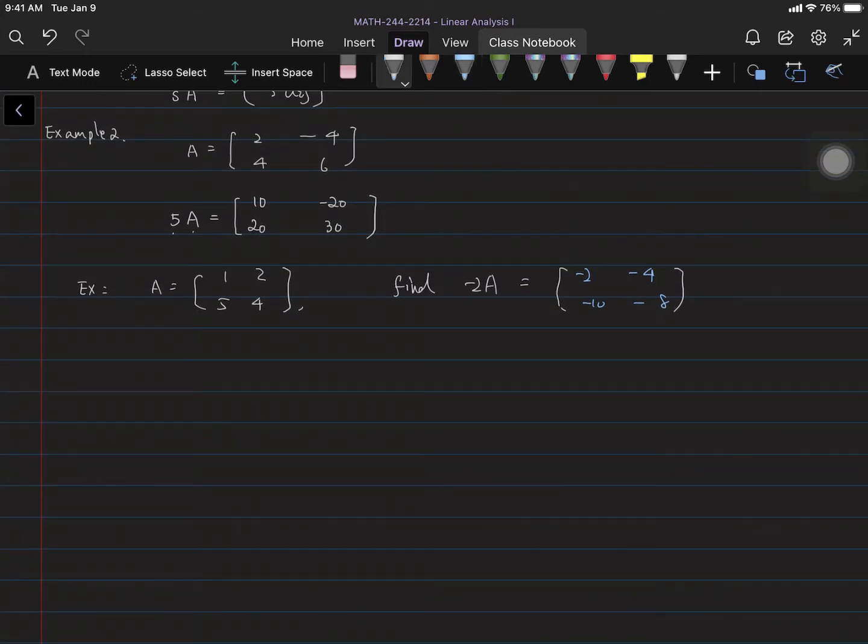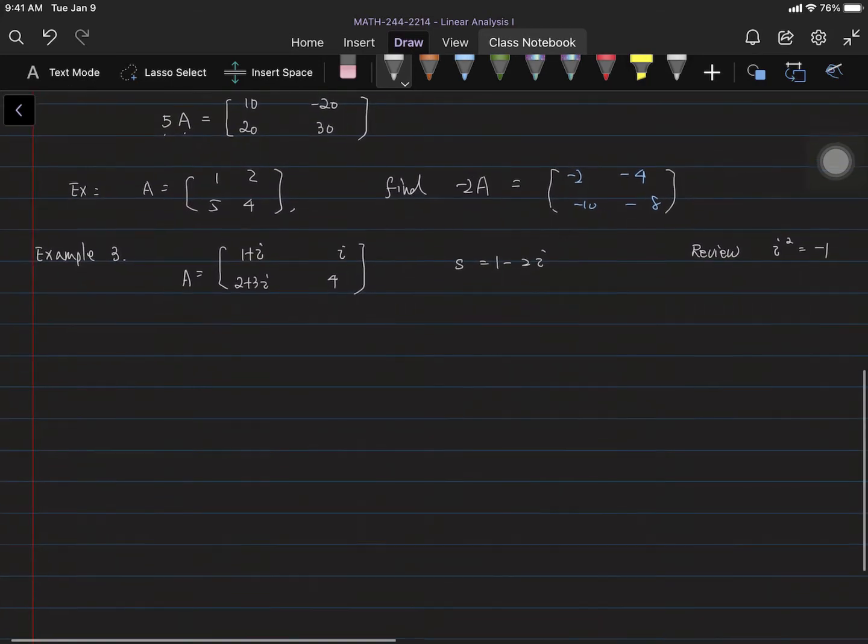Next example, we are going to do a similar thing, but our scalar is a complex number. So let's take a look. A has elements like 1 plus i. The elements are not real numbers, they are complex numbers, in a plus bi form. S equals 1 minus 2i. Do you know what i means? Let's have a quick review. i means i squared is negative 1. Okay, it's the imaginary unit of complex numbers.